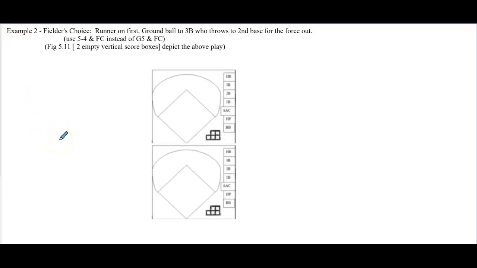So in our second example, we'll start with a runner on first base. A ground ball is hit to the third baseman who throws to second base for the force out, and the batter is safe at first on the fielder's choice. So we would record it as so. The ball was fielded by the third baseman and was going to go between 150 and 250 feet. The base runner was forced out at second base for the first out of the inning, and the batter made it to first on the fielder's choice.